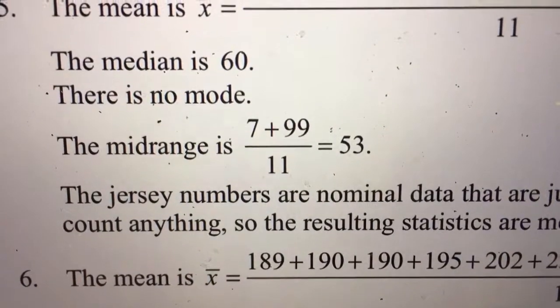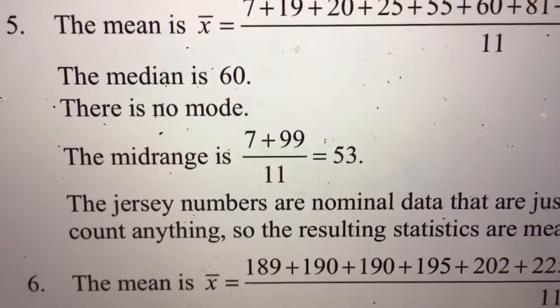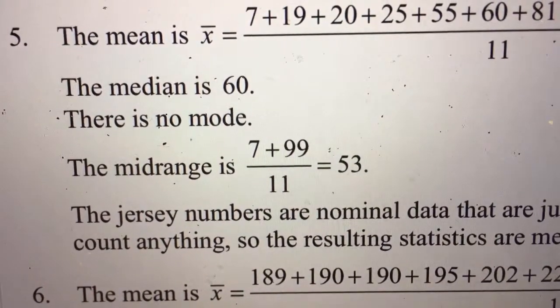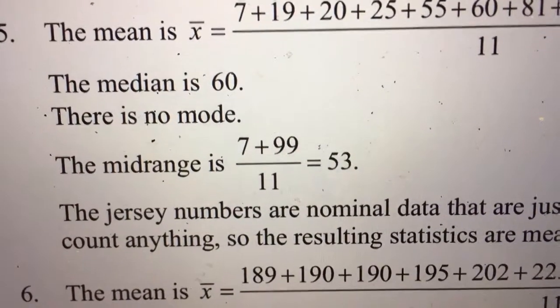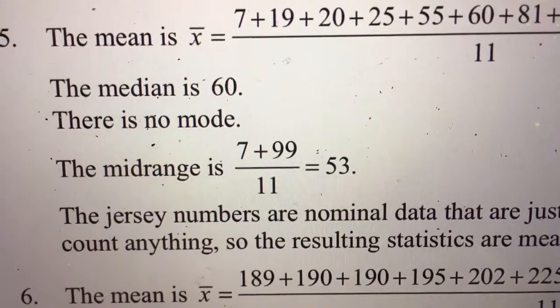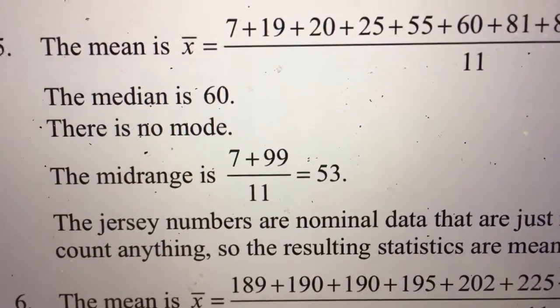Okay, so we're going to go back to number 5. I just realized that in the answer key here, there is an error on the mid-range. It should have been divided by 2 and not 11. The answer, 53, is correct, but the calculation is incorrect. It should be 7 plus 99 divided by 2, and I will slide this into the video to correct that.